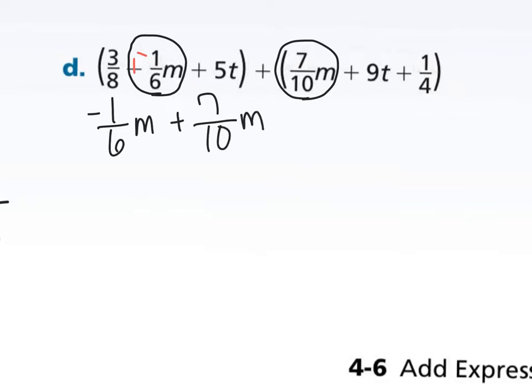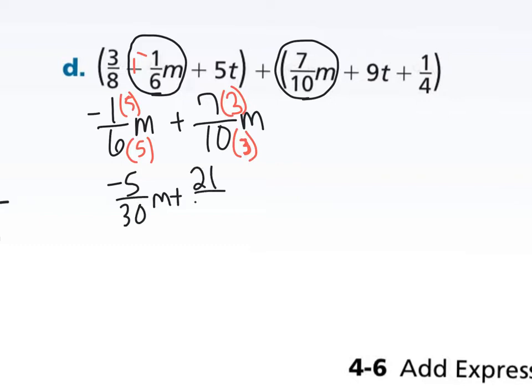Again, when we add or subtract fractions, we have to have a common denominator. Worst case scenario is multiply your denominators together. So 6 times 10, 60 would work. We could actually get 30 to work here as well. If you don't see the 30, go with 60. That'll work also. So 6 times 5 to get 30, 10 times 3 to get 30. So that would be a negative 5/30 M and 21/30 M.